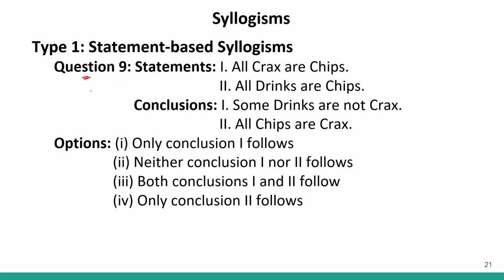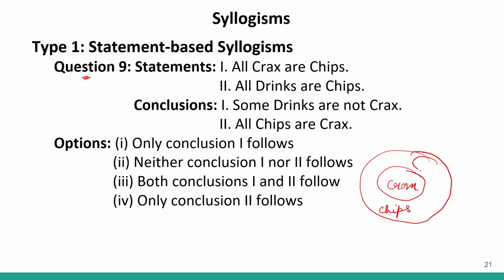Question 9. Set of two statements and two conclusions. Statement 1 says all cracks are chips. So if I have cracks, all cracks are chips. Chips will be drawn like this. All cracks are chips. And then it is given that all drinks are chips as well. So we will have a drink over here. So all drinks are chips and all cracks are chips. This is going to be my Venn diagram.